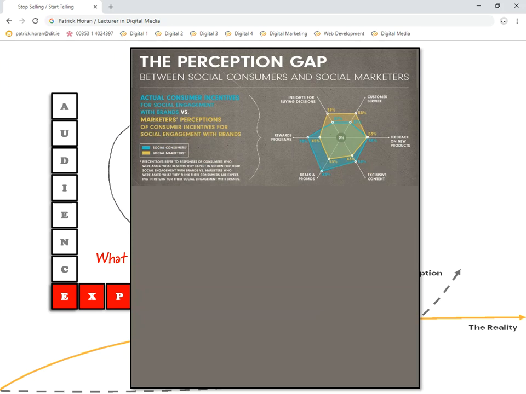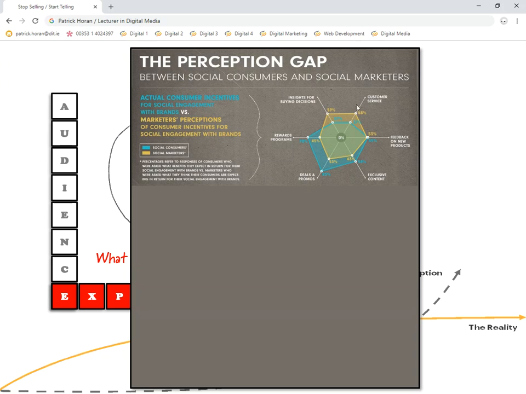In the green color here, we have the actual customer and their understanding, okay? What the actual customer feels about something. And then in the mustardy yellowy color, we have the marketer's perception of the customer's incentives. Okay, so one is what the actual customer wants, and the other one is what the marketer thinks the customer wants.